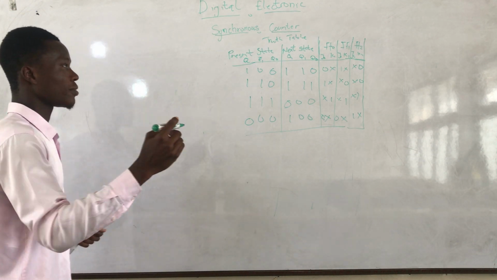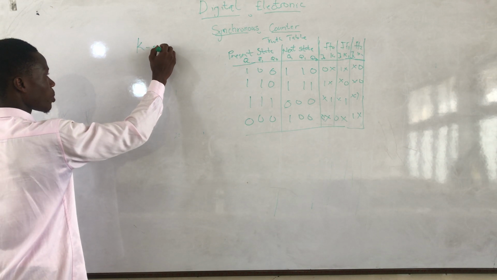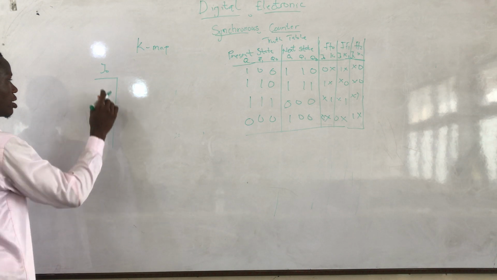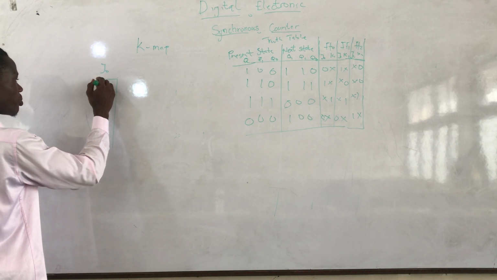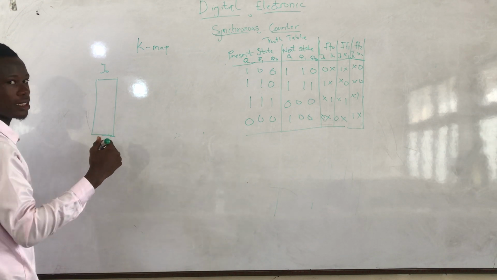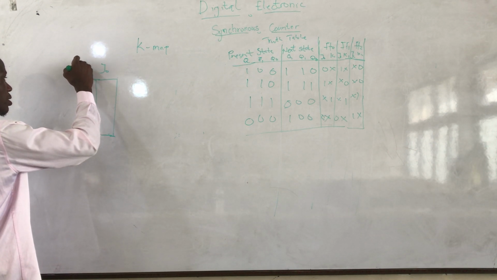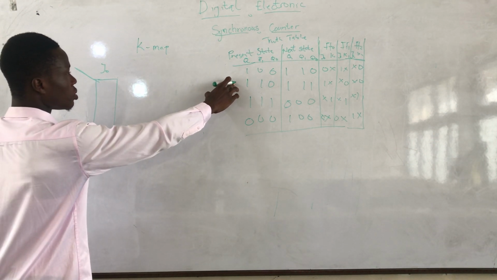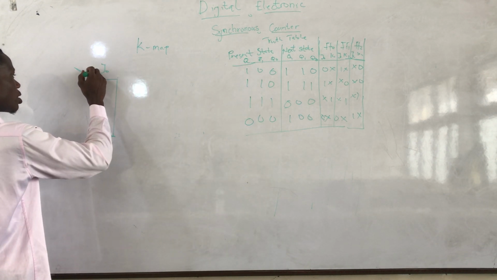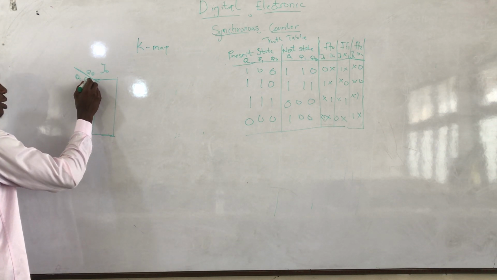So in designing the K map for J naught, this is our J naught. You draw your K map here. In our other tutorial, we learned how to draw a K map. We are having the same here. We are having our Q0 here, Q2 and Q1.